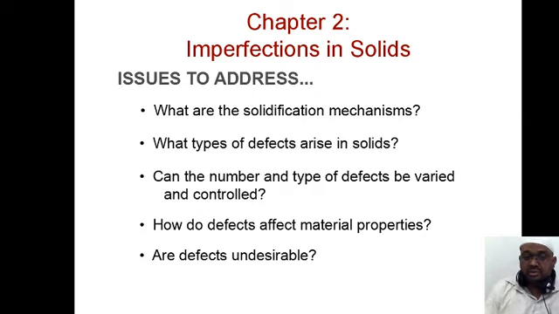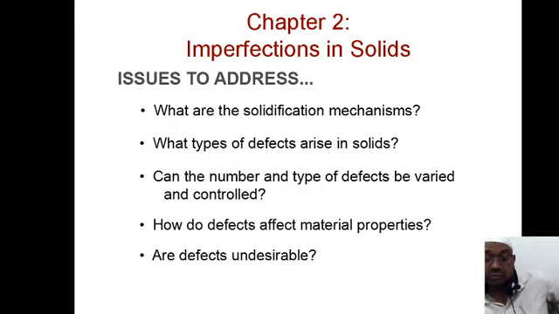Before studying chapter 2, one should know that these are the things to be addressed: how these defects affect the material properties of solids, and whether any properties of the materials are varied due to these defects. Also, are these defects desirable or undesirable? Is it good for the solid's properties or for the application, or is it not good for the solid? That should be addressed very clearly while studying chapter 2.